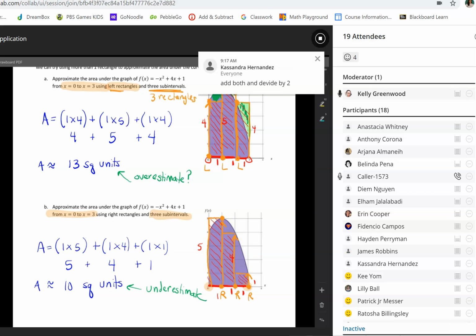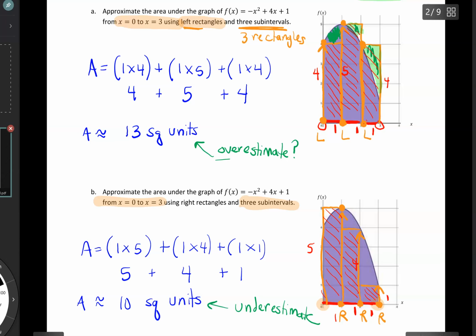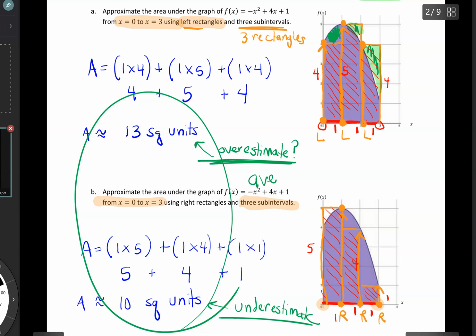Ooh, that's a good idea. If you have an overestimate and you have an underestimate, you could average them. That's cool. That would be a really horrible function for later if I'm thinking ahead, but that would work. Any other ideas?